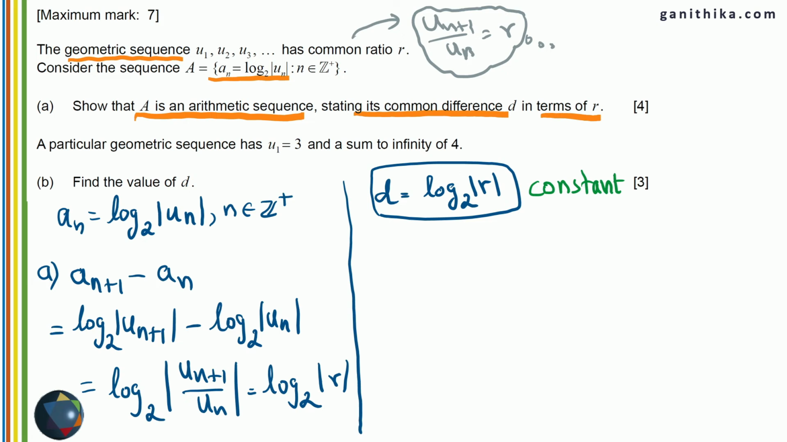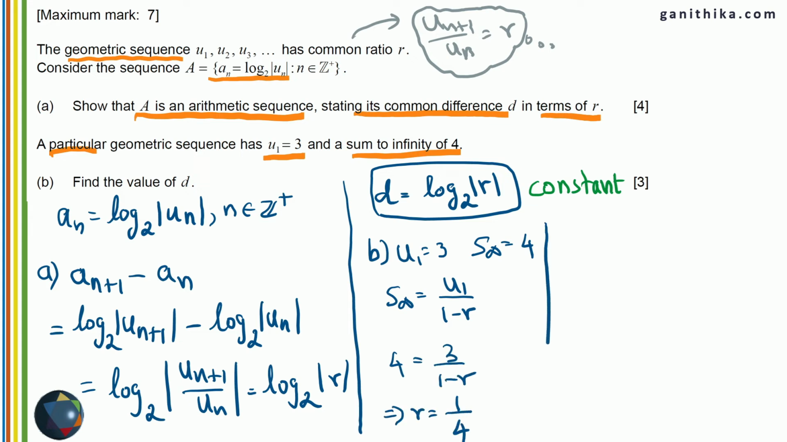And for the second question, we have a particular geometric sequence in which u1 is equal to 3, and also it's given that the sum to infinity is 4. So we have u1 as 3 and sum to infinity as 4. Substituting in the formula for S infinity, you will get r is equal to 1/4. You can solve this by yourself.